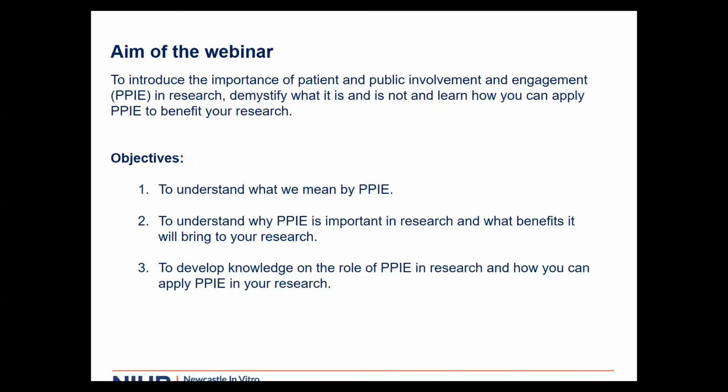The terms are used in different ways by different funders, but generally the gist of it has always been the same. So we're going to explain it from an NIHR point of view.